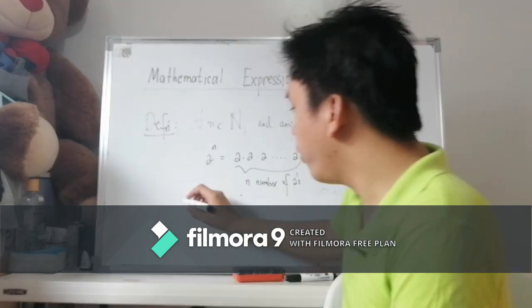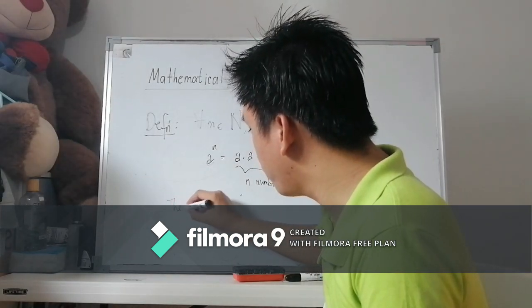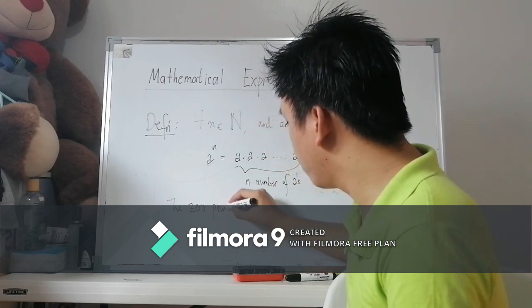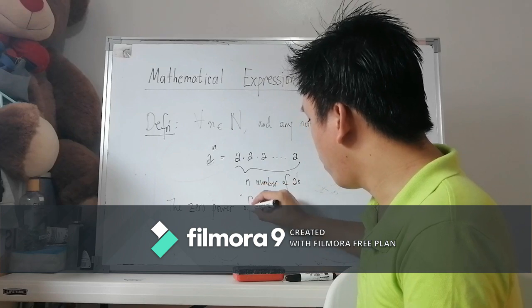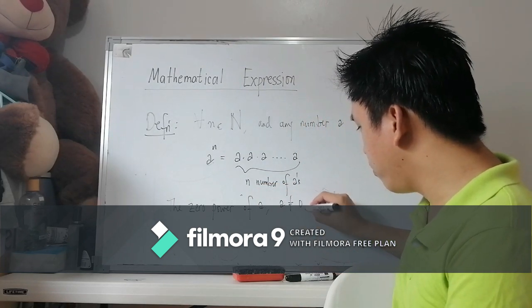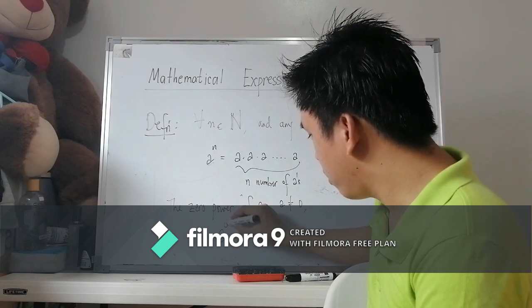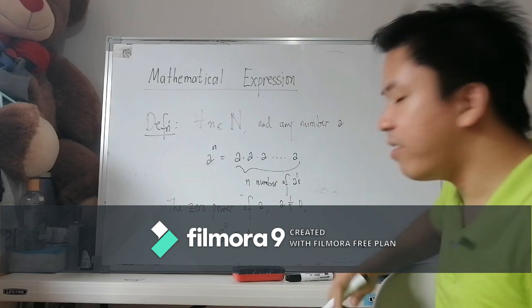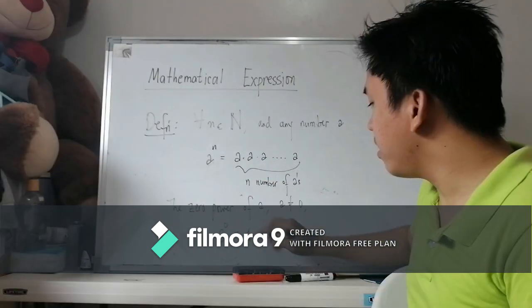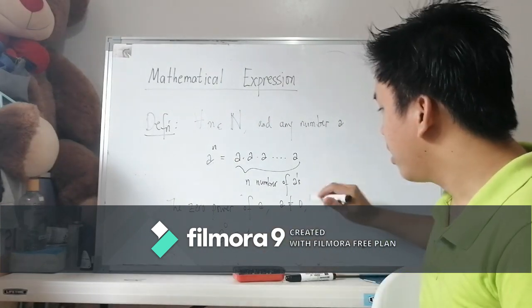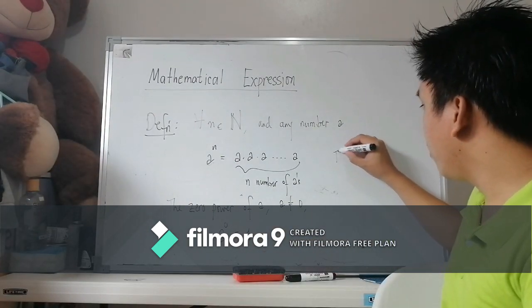Another definition is the zero power of a, provided your a is not 0, is 1. When we say the zero power, this is actually a power and this is actually a base.